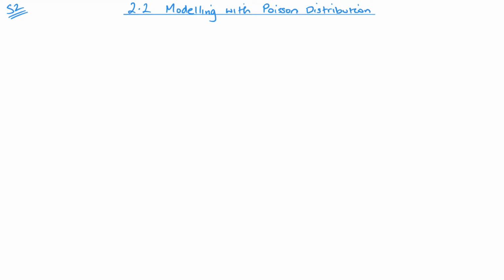Welcome back to this S2 video, and this one's on modelling with a Poisson distribution. Now, in terms of the modelling, we need to be able to recognise when we can model things with a Poisson distribution. And we've already talked about this in previous videos, where we are looking for events that occur independently, singly in time and space, and at a constant rate.